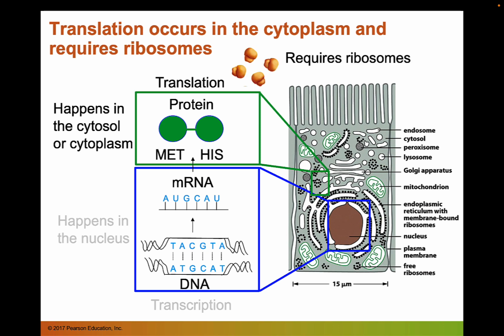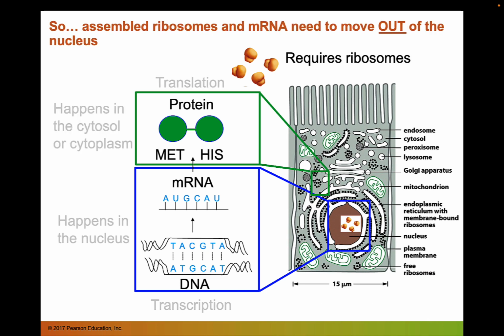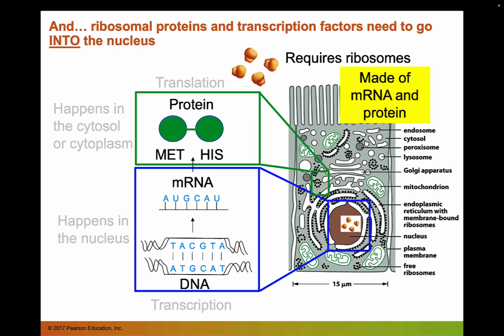And we talked about how the process of translation, converting mRNA into protein, requires ribosomes. But ribosomes are made in the nucleolus, which is in the nucleus. So that means that assembled ribosomes and mRNA, right, which were all generated in the nucleus, actually have to move out of the nucleus to be able to help with translation. So those are just some of the things that need to move out of the nucleus. Let's consider what needs to move into the nucleus.